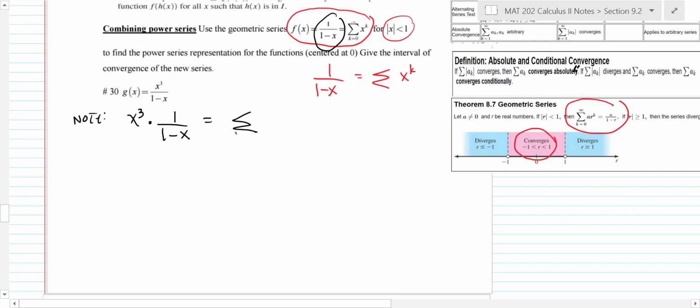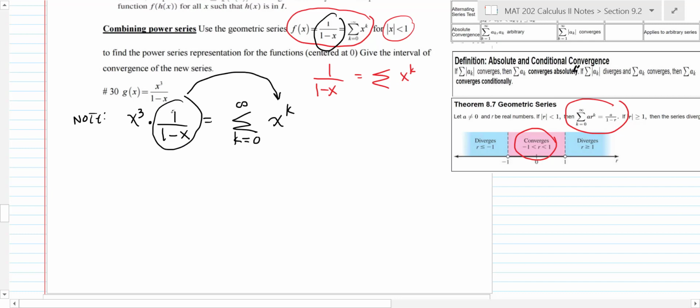That's going to be equal to the series from k equals 0 to infinity, like we have on the geometric series right here, of x to the k. That thing right there by itself will be x to the k.